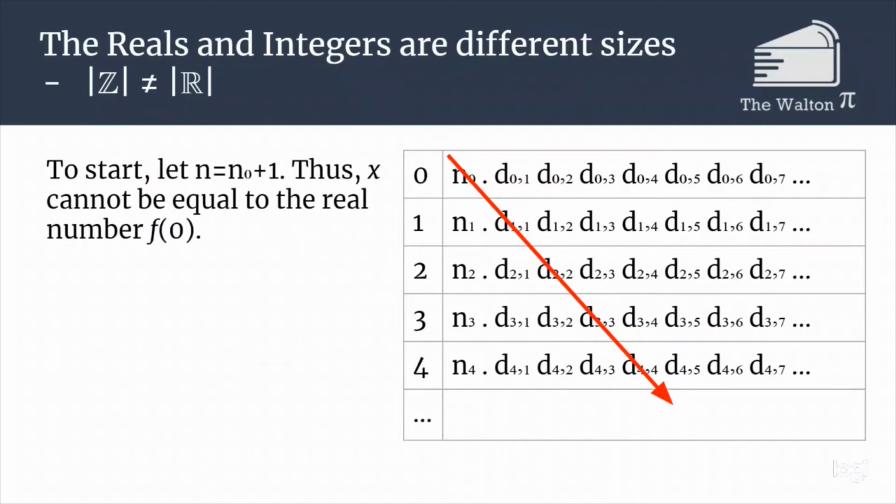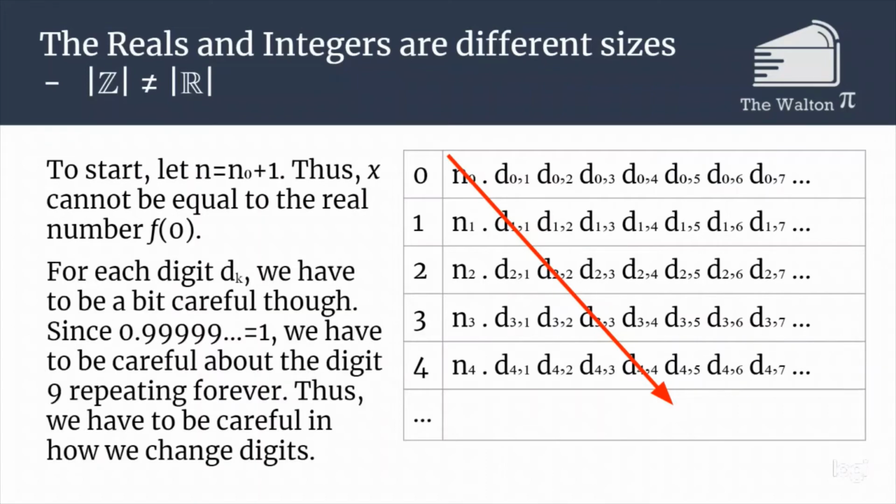digits. So to start, let's just change the n sub 0 term so that our number x starts with n sub 0 plus 1. That tells us that x is not going to be equal to the real number f of 0, which is our first entry in this list. We are then going to make it so it differs from f sub 1. And we are going to be doing that by doing what's called a digit change function.